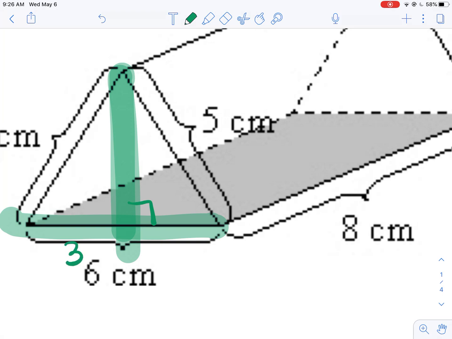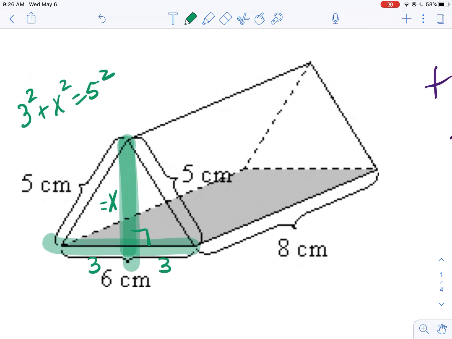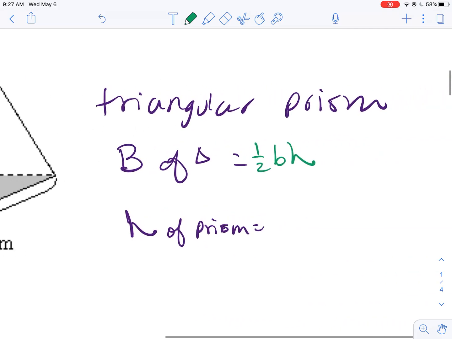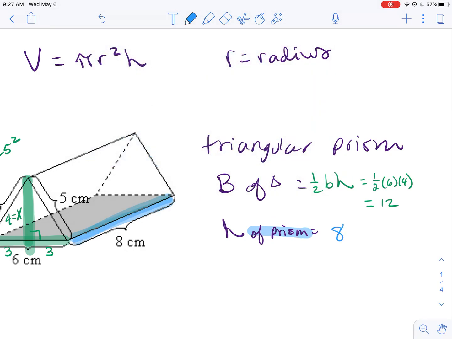Since the length of the base is 6, that makes either side 3. I'm going to call this guy X, and I'm going to do my Pythagorean theorem so that I can find X, and I end up with this height equal to 4. So the area of my triangle, 1/2 times 6 times 4, which is 24 divided by 2, which is 12. Then we get to the height of the prism. This is the length between the two bases, which in this case is 8. So then I can calculate my volume, 12 times 8, which is 96 centimeters cubed.